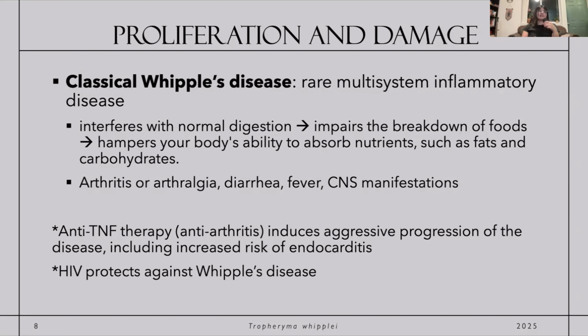Just to reiterate, classical Whipple's disease is a rare multi-system inflammatory disease. It interferes with normal digestion, impairing the breakdown of foods, and hampers your body's ability to absorb nutrients such as fats and carbohydrates. And that is the progression as we understand it right now. You will most likely experience some form of arthritis or arthralgia, diarrhea because of the interference with the body's ability to absorb those nutrients in the small intestine, a fever, and those CNS manifestations.